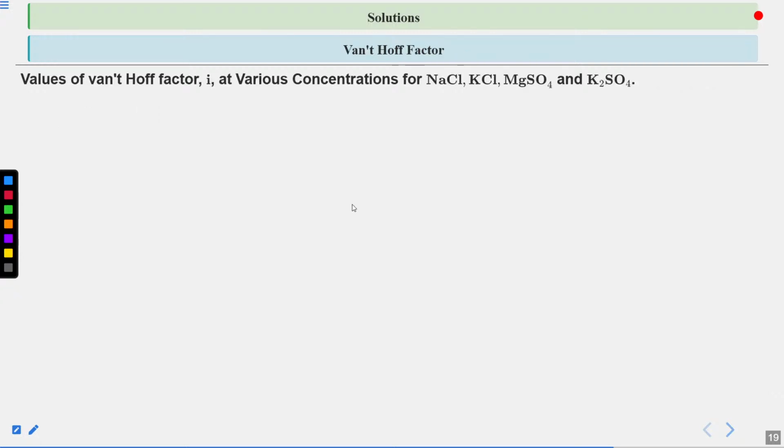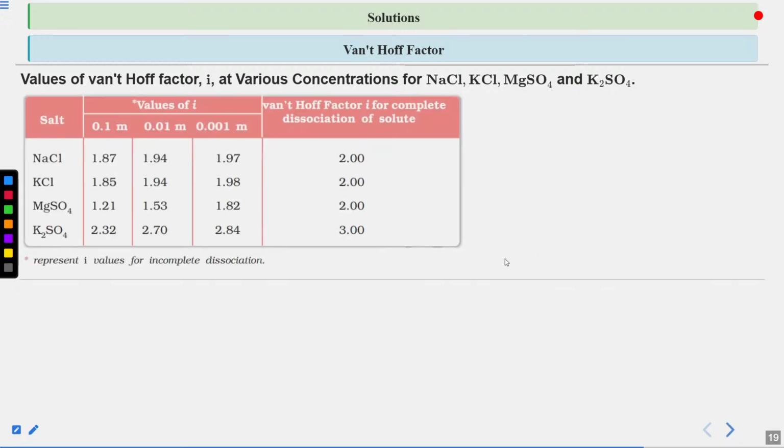Now let's see the values of i for some ionic compounds like NaCl, KCl, MgSO4 and K2SO4. So here is a list of that. NaCl will break down into 2 parts. What are those parts? It will be 2.00. Why am I taking it as 2? Because NaCl dissociates into 2 parts.